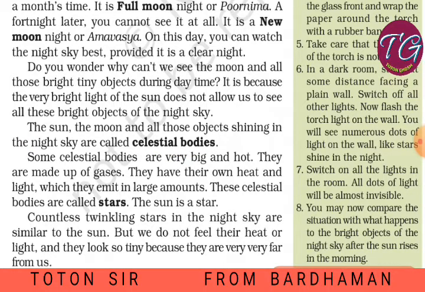Next important topic, what are stars? Some celestial bodies are very big and hot. They are made up of gases. They have their own heat and light, which they emit in large amounts. These celestial bodies are called stars. The sun is also a star, remember, which has its own heat and light. So the sun has its own light and heat, so the sun is also called a star.